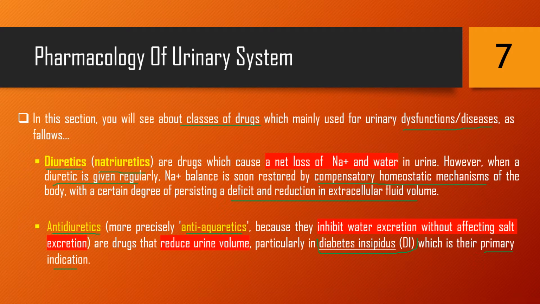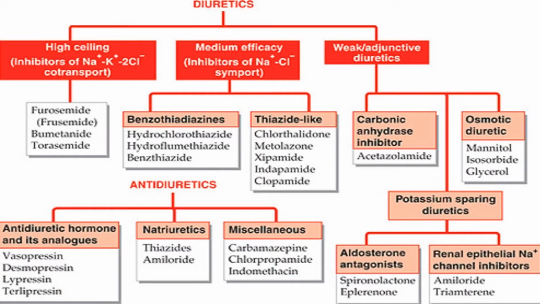In this slide, you'll see the classification of diuretics, and after that, antidiuretics. First, we'll talk about the diuretics. It is divided into three subtypes: high efficacy diuretics, medium efficacy diuretics, and the third one, the weak or adjunctive diuretics.